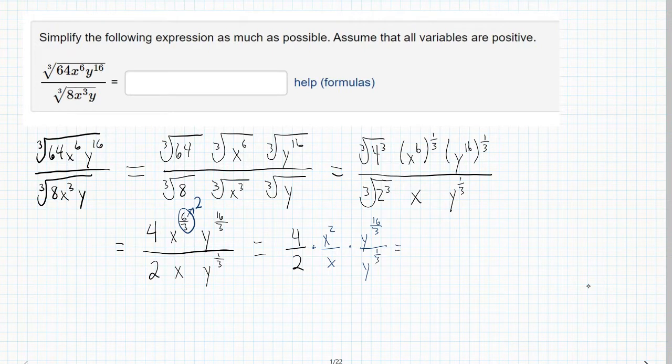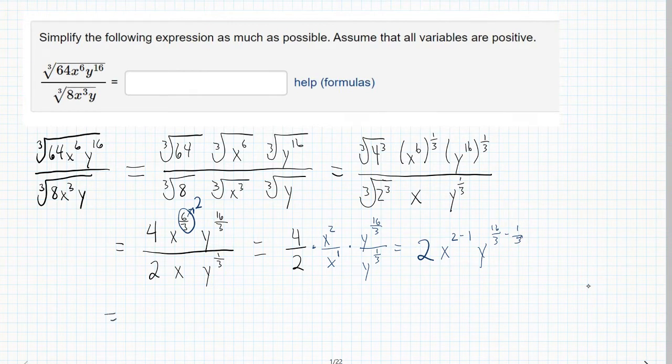Now when you divide, well, 4 divided by 2, we can do that one pretty easily. But for the rest of them, we can subtract the exponents. For x, you don't see a power there, so we can write that as x to the 1st. So this is x to the 2 minus 1 power. And then y to the 16/3 minus 1/3.